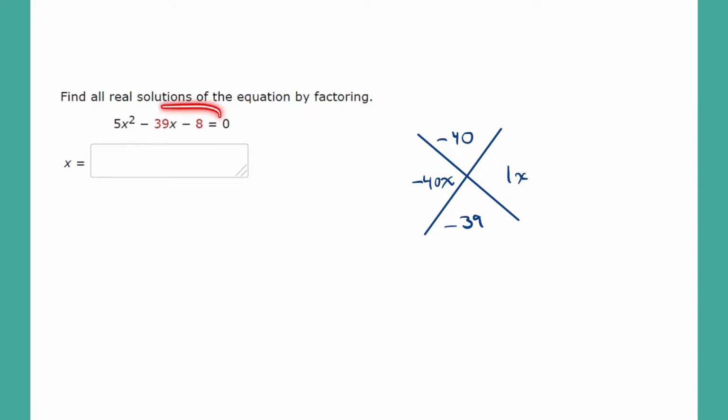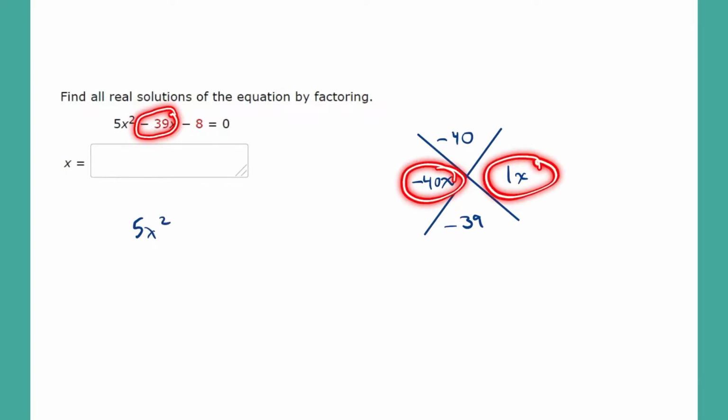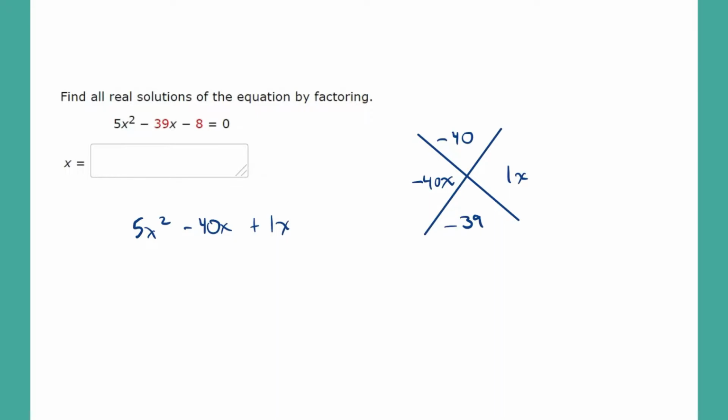And now we're going to just rewrite this trinomial, and we're going to convert it into a polynomial with 4 terms. So the first term stays the same. The second term breaks up into these two separate terms that we came up with: negative 40x and positive 1x. And then minus 8 remains there.